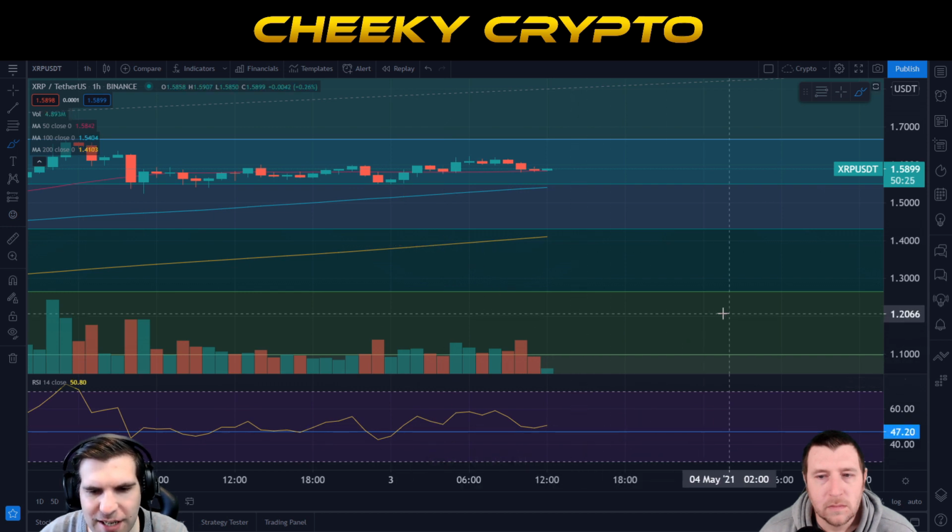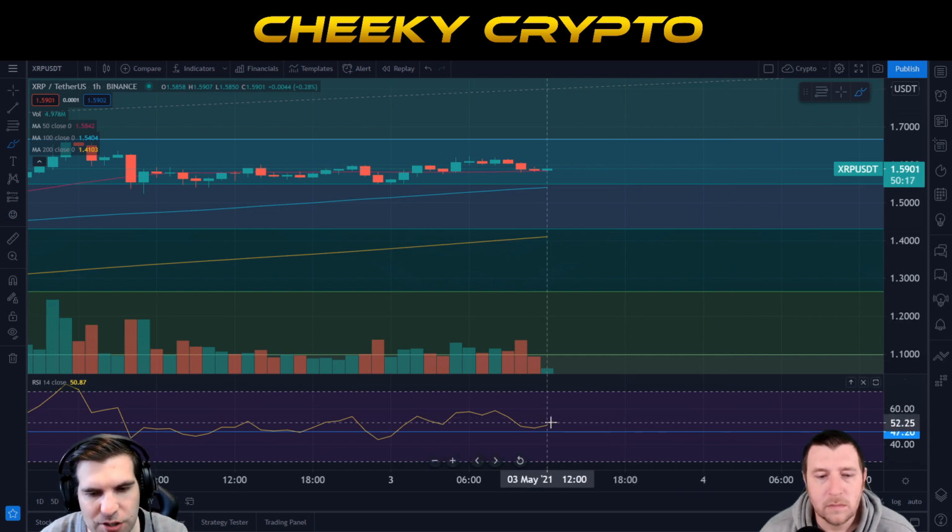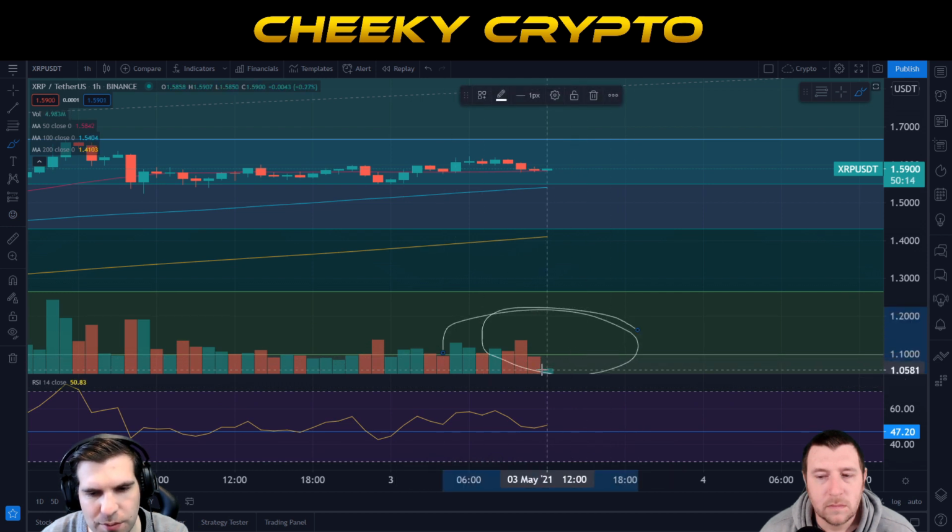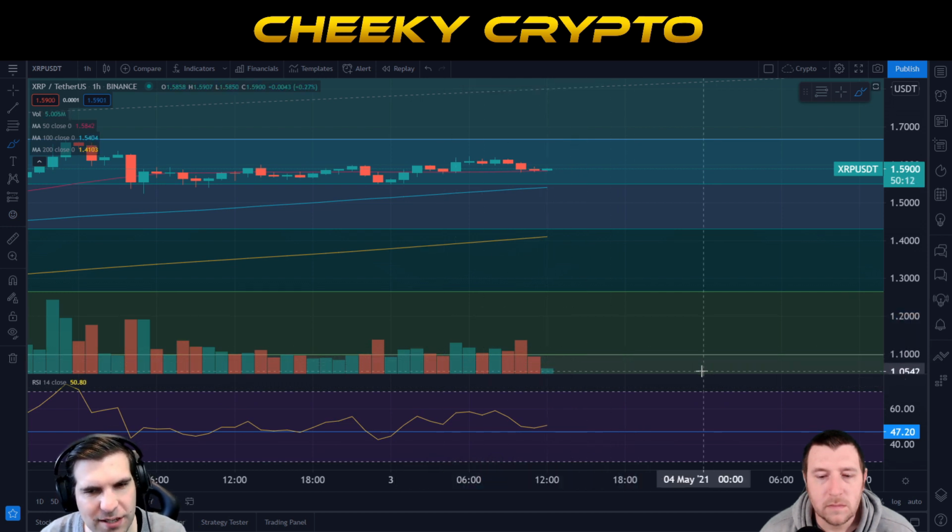The relative strength index on this hourly chart is actually in a really good spot, guys. It's just above our line here at 47.2, and it's actually at 50.8. So real good motion to the upside could come in if the volumes decide to increase. So really the only thing holding XRP back at this point, Chris, seems to be that the volumes aren't there.